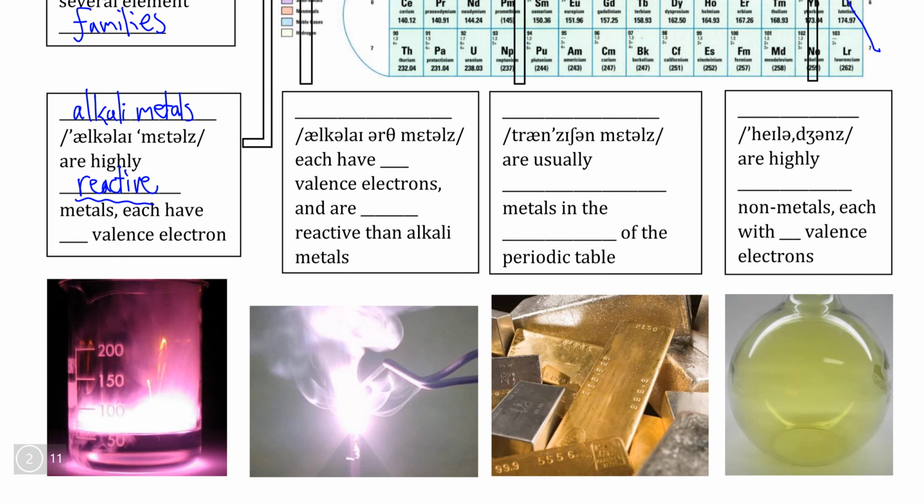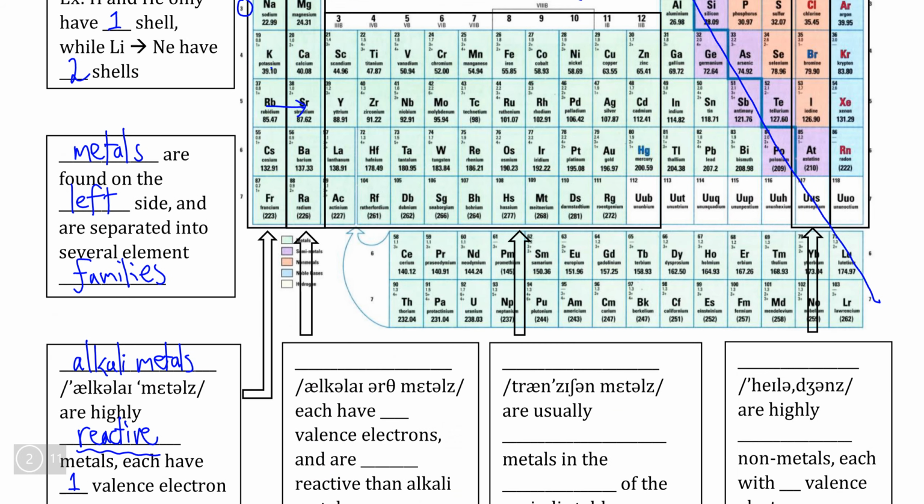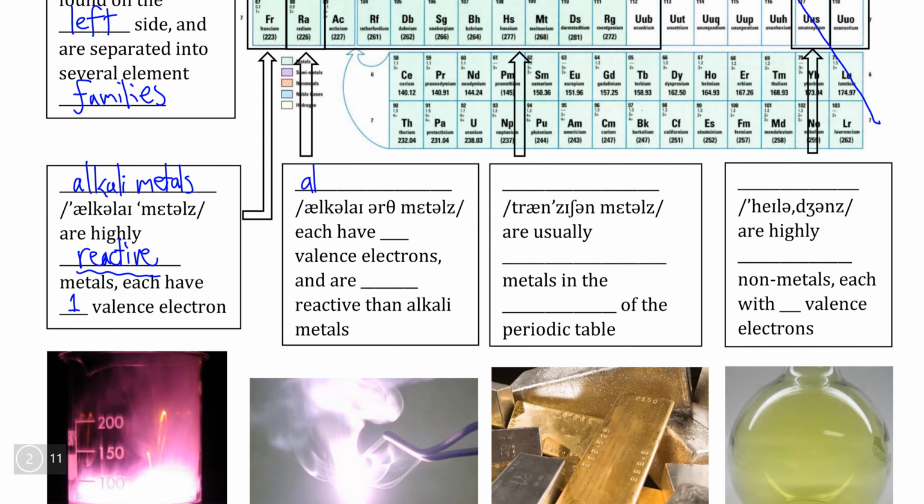And the reason why they're so reactive is that these metals only have one electron in their valence shell, and we'll talk about why that is significant in the next video. If we go over from the alkali metals to group, I believe that's group 2 or group 2A, these are the closely related alkaline earth metals.